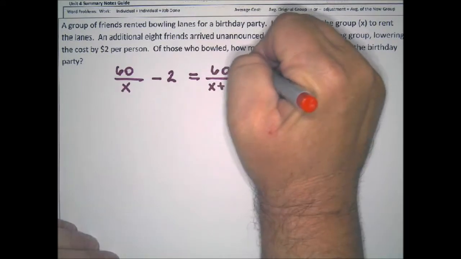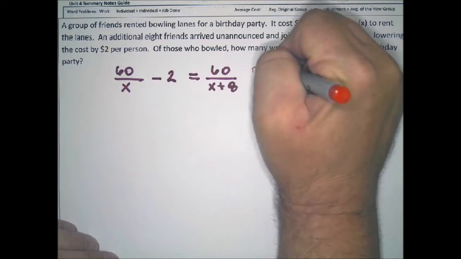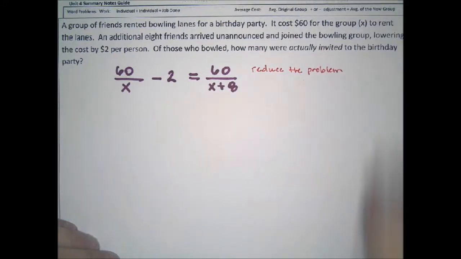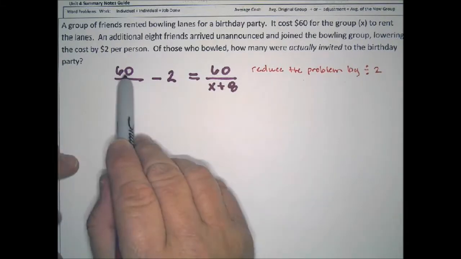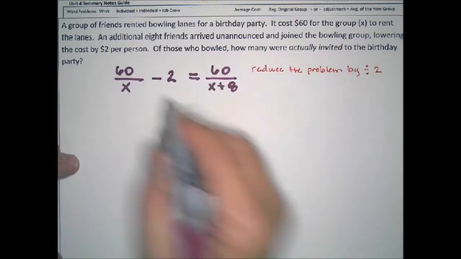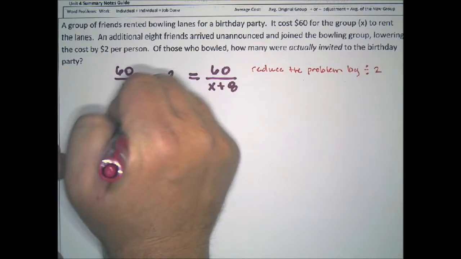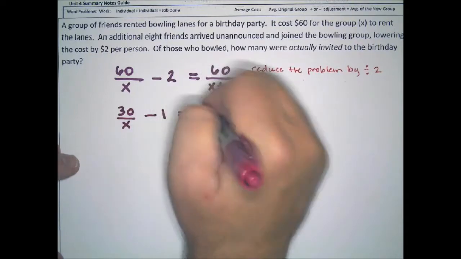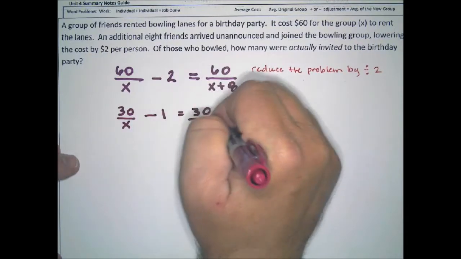So I'm going to reduce the entire problem by a factor of 2. Now that's just going to make the equation a whole lot easier to work with. Sometimes this works and sometimes it might not be the number 2, it might be the number 3. So I'm going to divide each of these terms by 2. And what that's going to give me here is 30 over x minus 1 equals 30 over x plus 8.